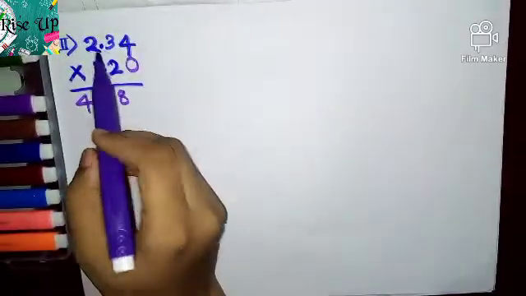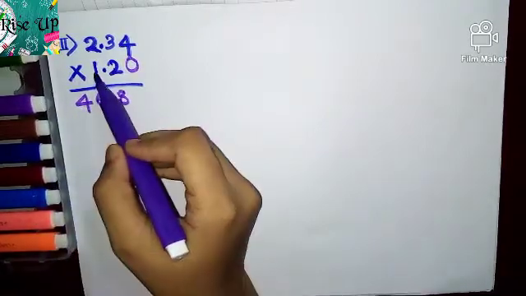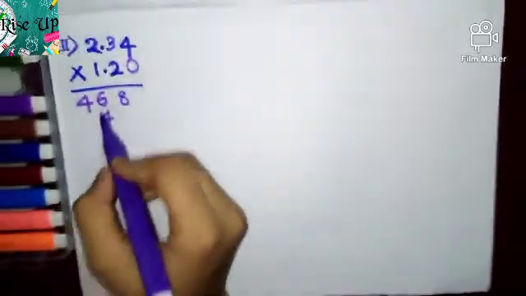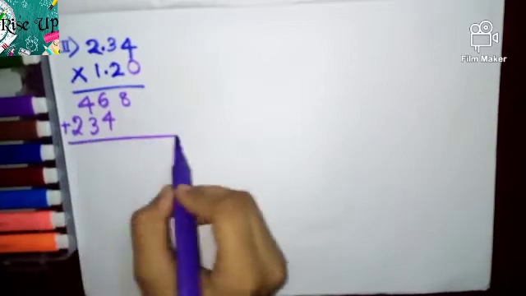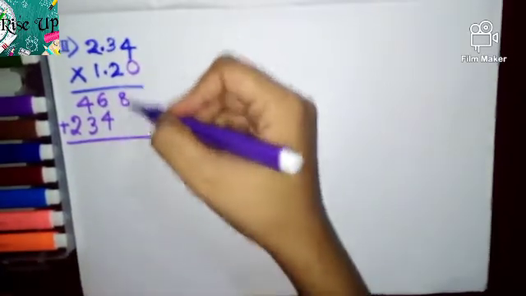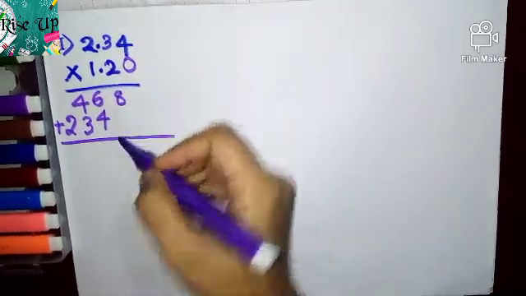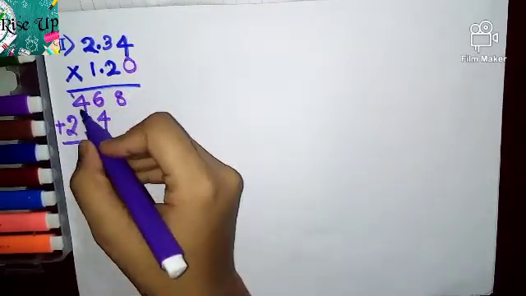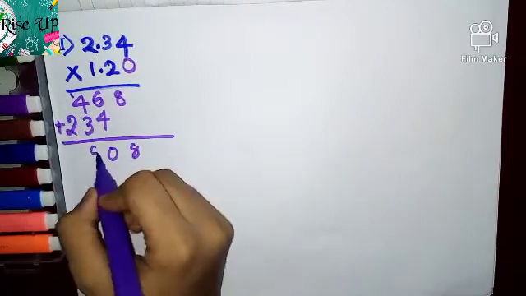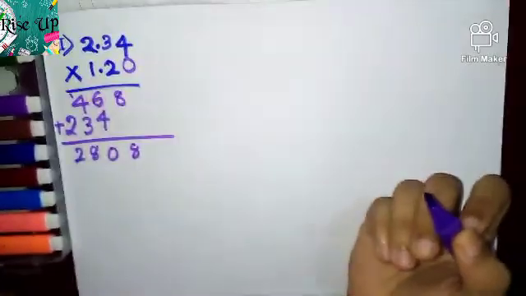Now we are going to multiply the upper numbers by 1. 1 times 4 is 4. 1 times 3 is 3. 1 times 2 is 2. Now we are going to add this. Don't write the decimals, just add them. So here no number. Here 8. 6 plus 4 is 10. 4, 5, 6, 7, 8. And here 2. Now we are going to place the decimal point.